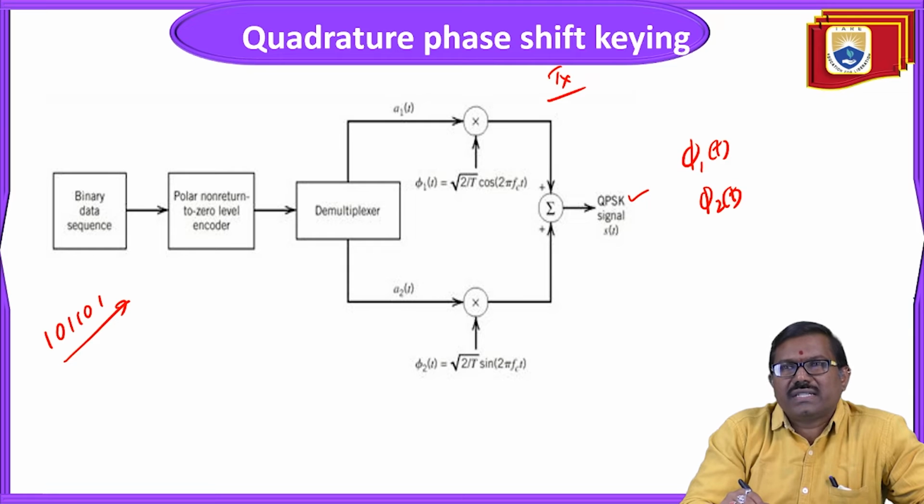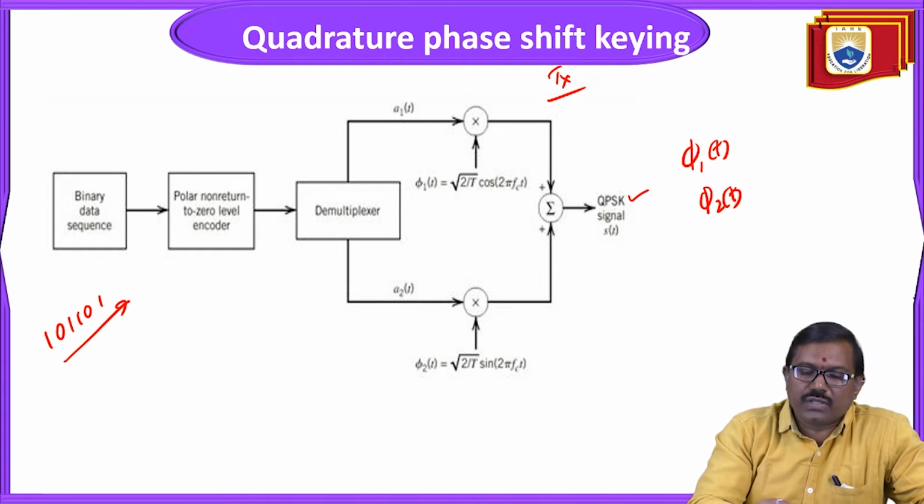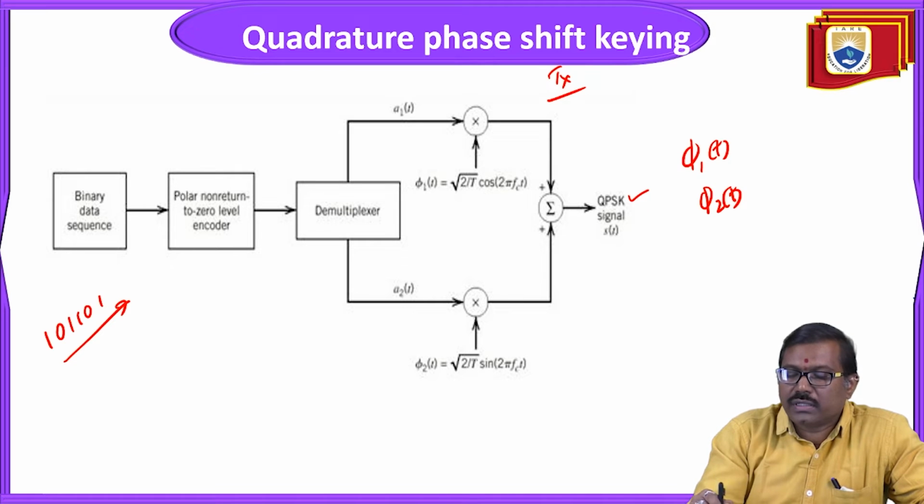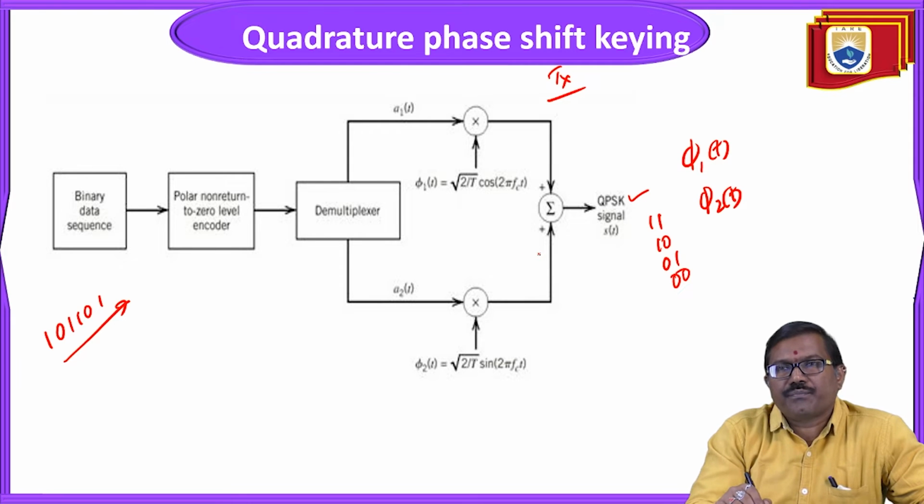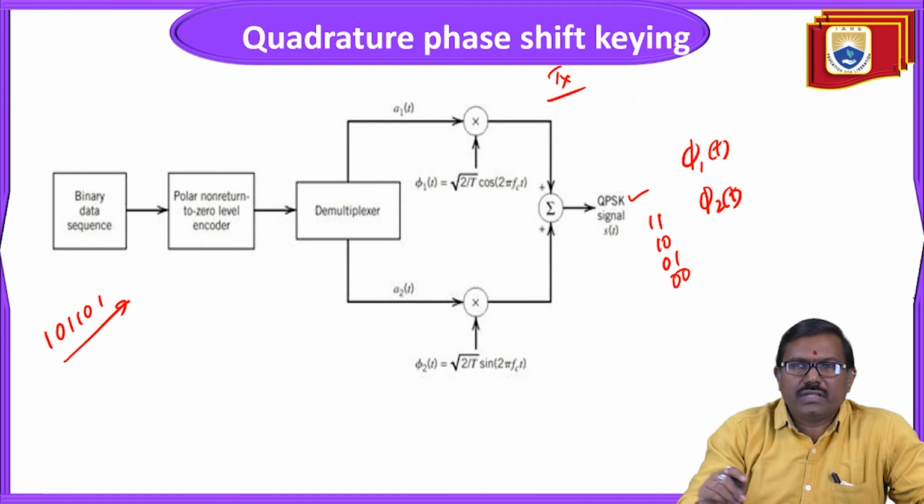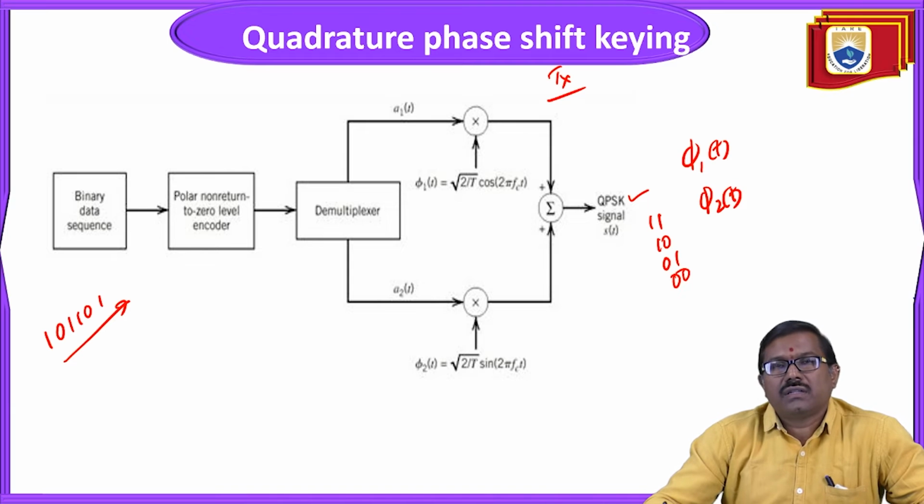Okay, this is my required QPSK. Why? It has 2 bits. From this, 1 bit is coming and another 1 bit is coming. So we produce 1 1 or 1 0 or 0 1 or 0 0. So these 2 bits are produced at the output of this transmitter. Okay, so again you can see this block diagram description.